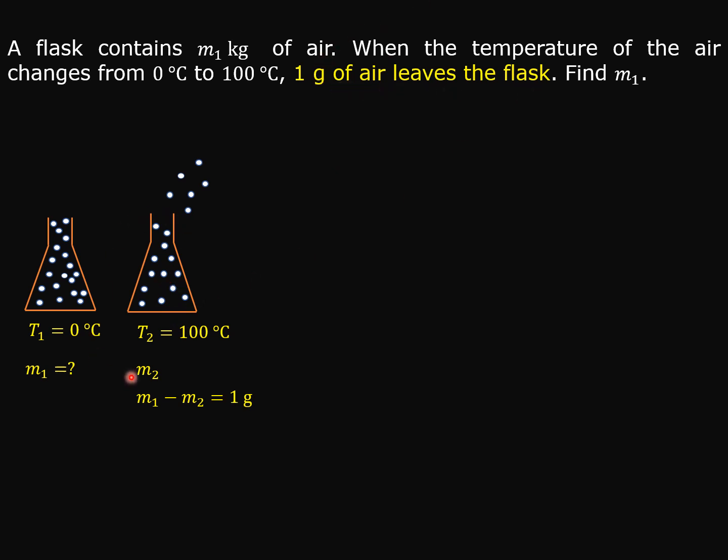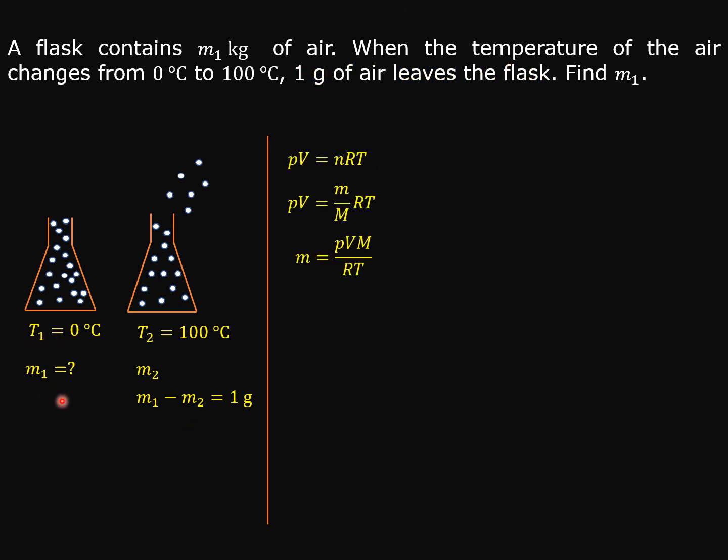In these diagrams, we denote M1 as the original mass of the air in the flask, and M2 is the remaining mass of the air in the flask. But the question never mentions the exact values of M1 and M2. What we know is only the mass of the air that leaves the flask. So instead of knowing the values of M1 and M2, we know that M1 minus M2 equals 1 gram.